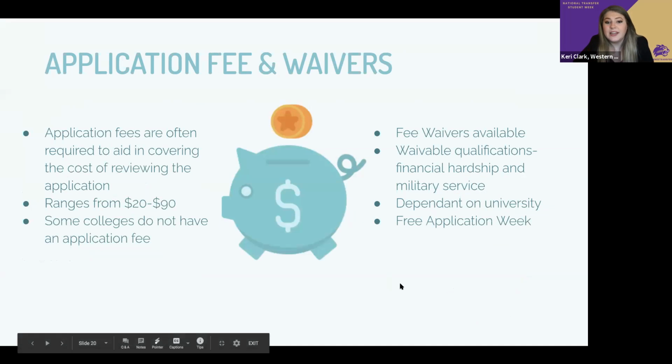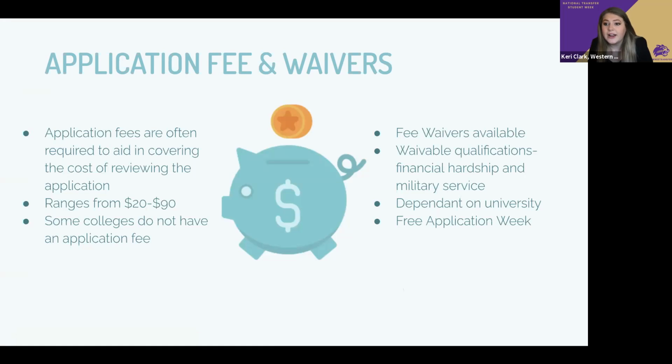Moving on to the application fee and waivers. Application fees are often required to aid in covering the cost of reviewing the application. This usually ranges from $20 to $90. And then some colleges do not actually have an application fee at all. So be in communication with your college, see what their application fee is, and if they have any fee waivers.